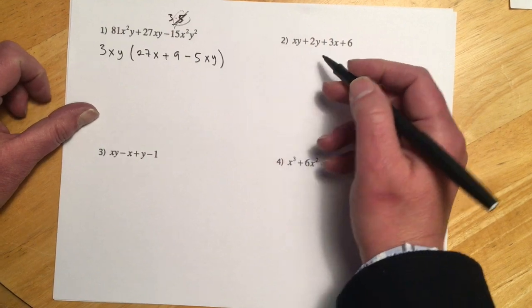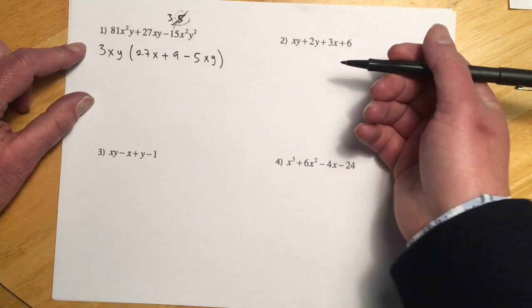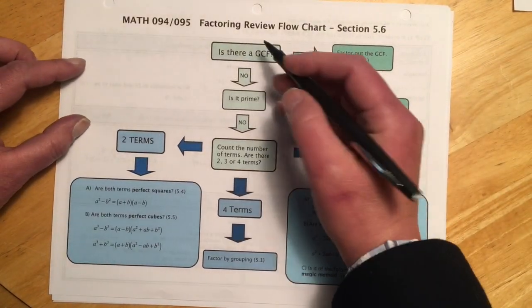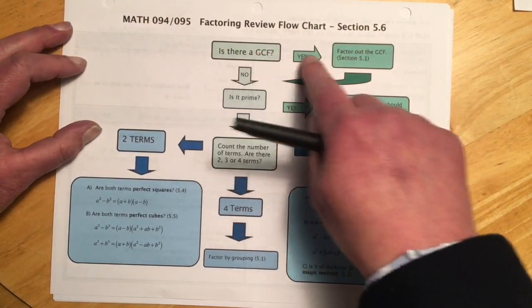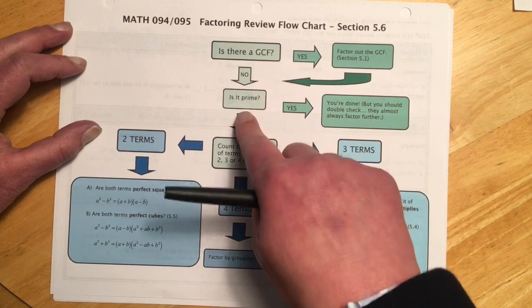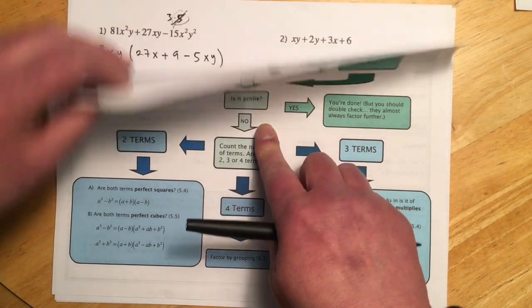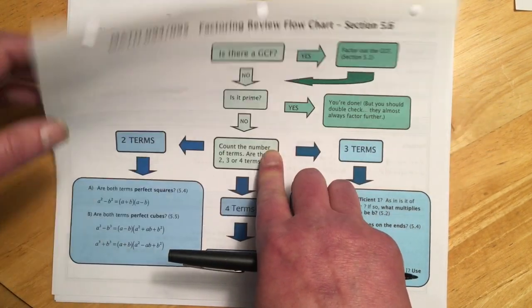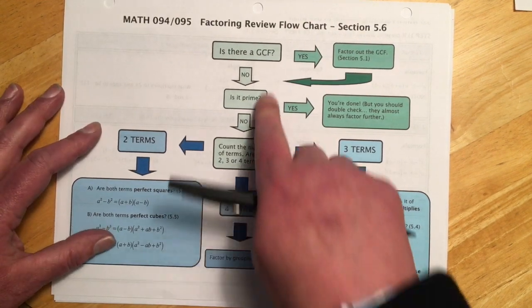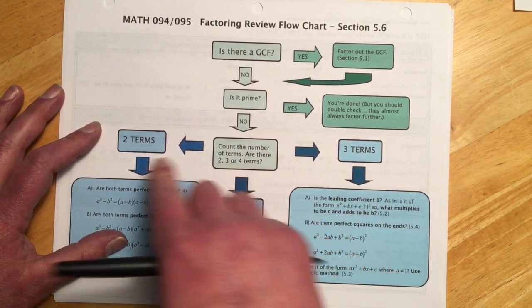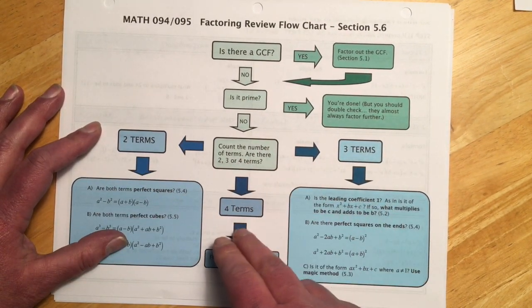The rest of 5.1 was about 4-term problems. And so if we get our factoring chart here, is there a GCF? Yes, factor it out. Okay, is it prime? So in this last example, what's left was prime, so I get to stop. Often it isn't, though. So then we count the number of terms. We can have 2, 3, or 4 terms.